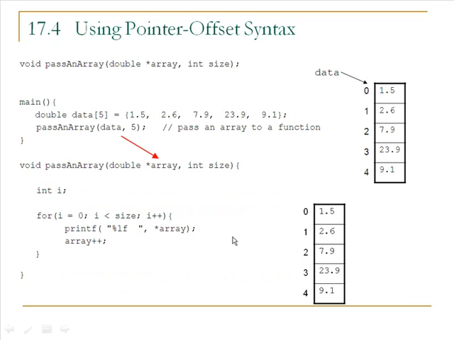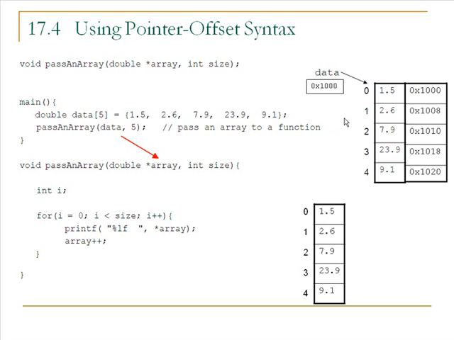Okay, now let's look at a picture, and this is the place where you might need a pencil to help you understand this. We're going to use the new pointer offset syntax to look at passing an array to a function. Here's the picture of the data over here on the right, and we're going to say that this array falls at location hex 1000. It won't, but it's an easy address to work with. And let's fill in the addresses of each of the elements in the array.